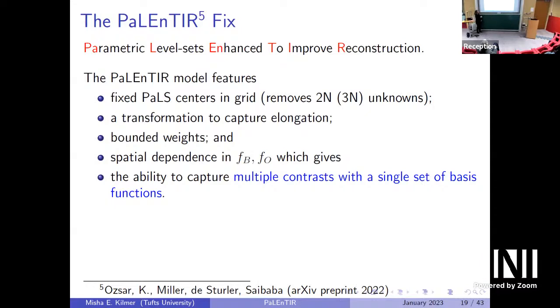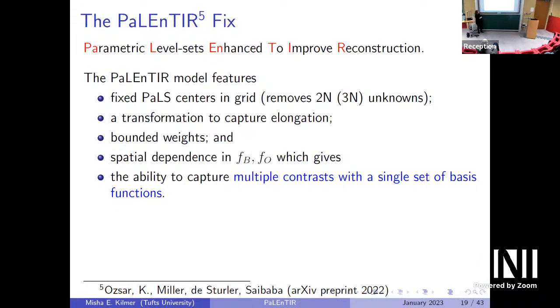Anyway, the PaLENTIR model features, in this case, we're not going to float the centers. We're going to put the centers on a fixed grid. That will already eliminate 2n or 3n unknowns and makes the optimization problem easier. We're going to add a transformation, a special type of shearing transformation, that allows us to capture elongation. We're going to bound the weights in the front, so we can't have amplitudes spiking way, way high when we could get the same object by keeping them within a bounded range and just changing dilations.